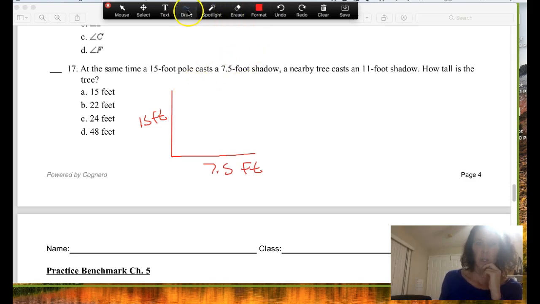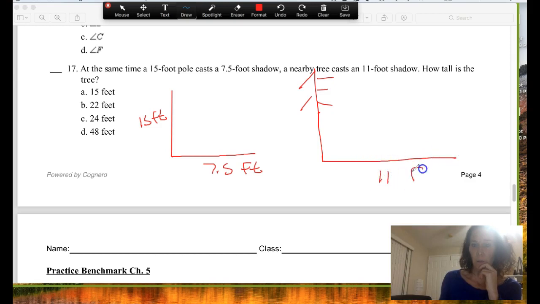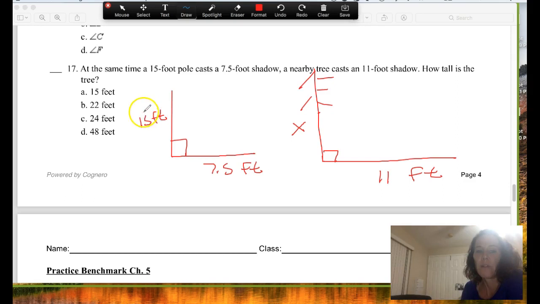Always draw a picture. Now you have a nearby tree, so some tree, and it's casting an 11-foot shadow. So draw a longer shadow here, and a tree is obviously going to be taller than the pole if its shadow is bigger. It's the same time of day, so that doesn't matter because it's exactly the same time. So go ahead and set up a proportion. Similar figures here. We're going to assume these are right angles because they're going to be perpendicular to the ground. So I'm just going to go 15 feet is to how tall the tree is. 15 feet is to X.